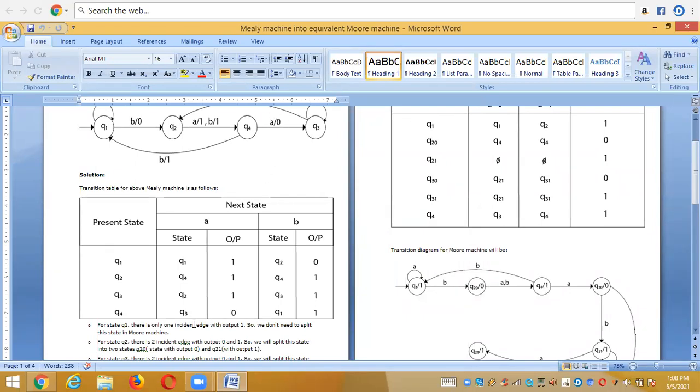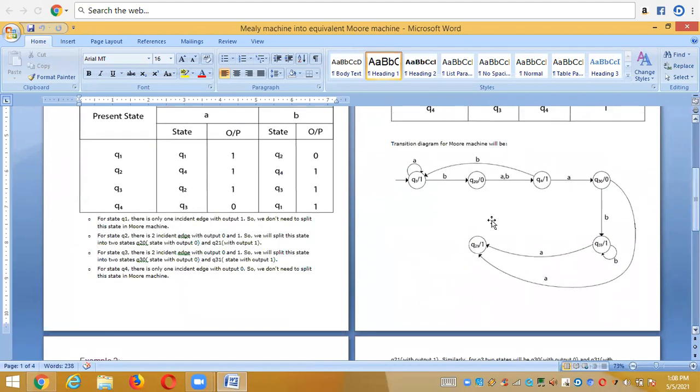Now checking for the Q4 state. For Q4, here we're having Q4 1 and here we're having Q4 1. So no need to split it out because we get only one incident edge with an output 1, right? So this is the way of checking, right? And you need to describe like this for each and every state. You need to write down the points like this.